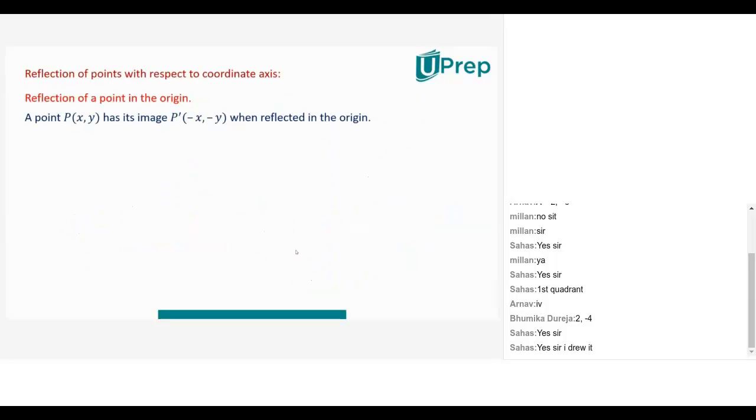Bhumika, if speaking is a problem, you can type. Bhumika, Milan, Sahas, Arnav, all. Yeah, I think she's back again. Alifia, is the idea of point mirror clear? Yeah, understand.